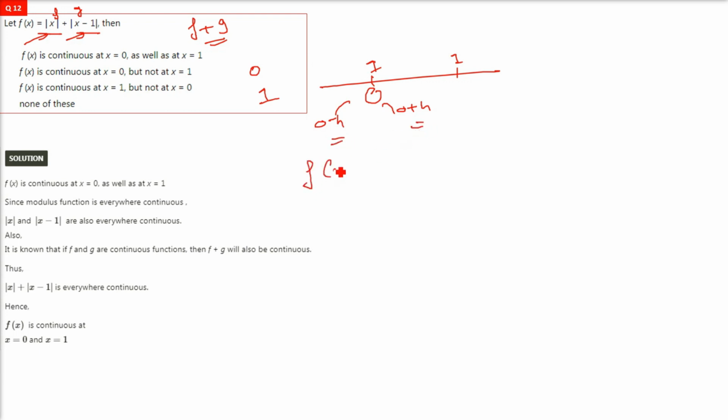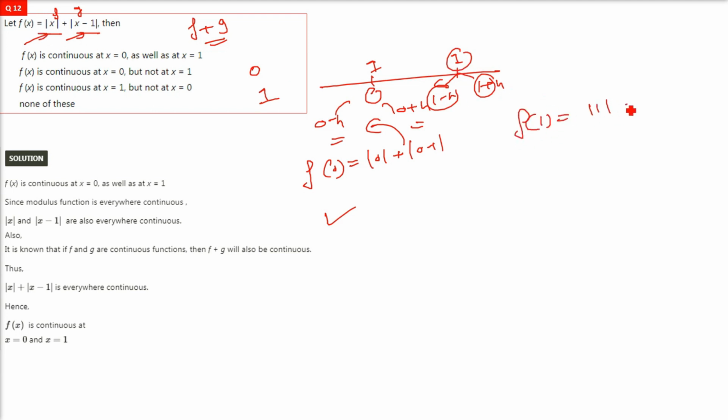At 0, you take 0 minus h and 0 plus h, and find the left hand limit and right hand limit. Same at 1, with 1 plus h and 1 minus h: for the left hand limit and right hand limit, you have to equate them, and you will find out. We have already done this type of question, so I can tell you that it will be continuous. We have already shown it to be continuous, right?